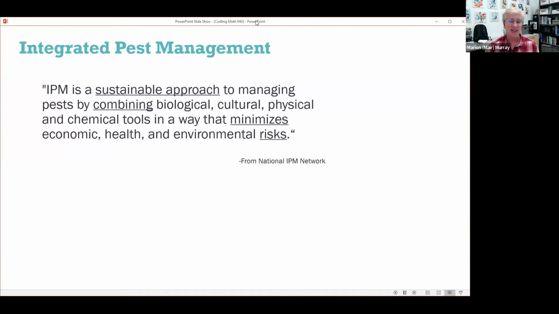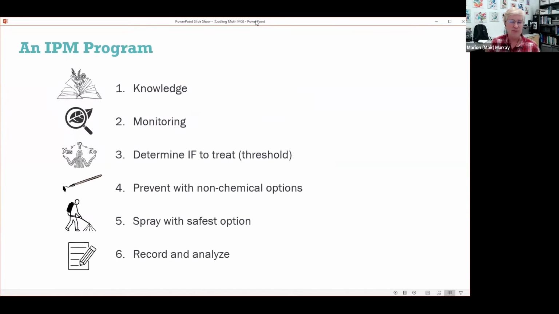So I always have to give a definition. If you're not familiar with it, it's the sustainable approach to managing pests by using a lot of different varieties and tools that help to minimize risks to our human health and the environment and economic health too, if you're wanting to make some money.